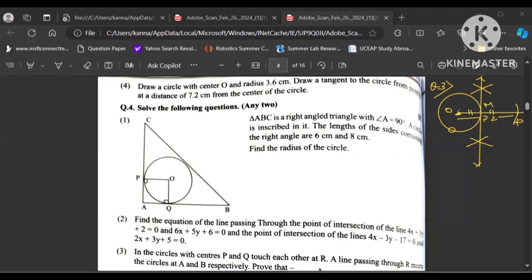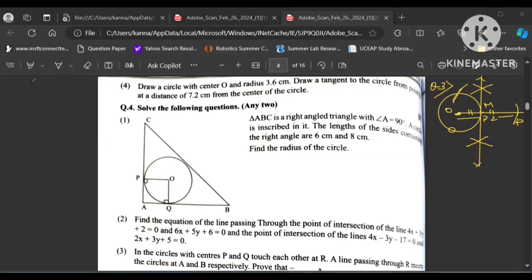I take this M as center, radius MO, and cut one arc. Or complete a circle, okay? Or just cut one arc, only one tangent.